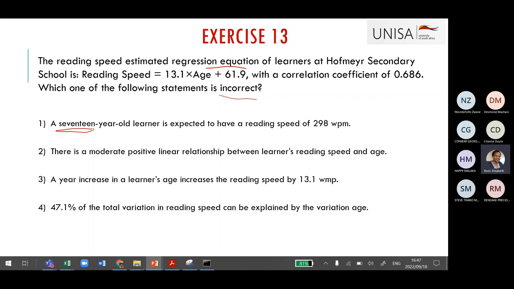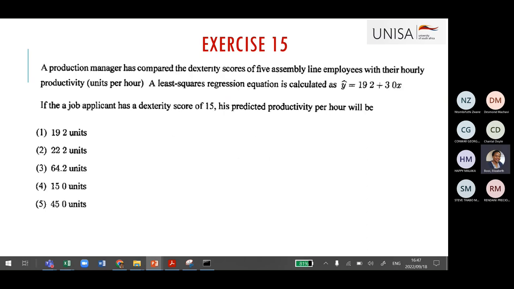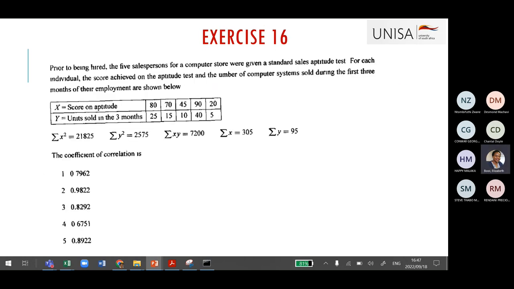You should be able to interpret the slope, which is that value. What does that mean? It's positive. Remember, negative decrease, positive increase. You should be able to interpret your value of R squared. The same thing on this one and on this one as well. You are given the score of 15. You just need to substitute it into that value. So almost similar questions in different ways, right?